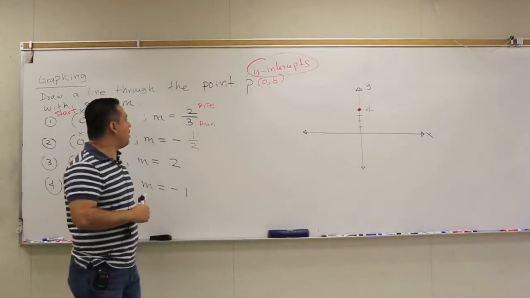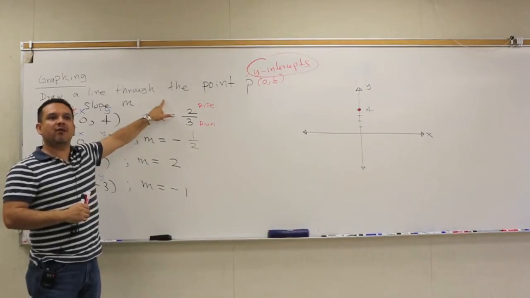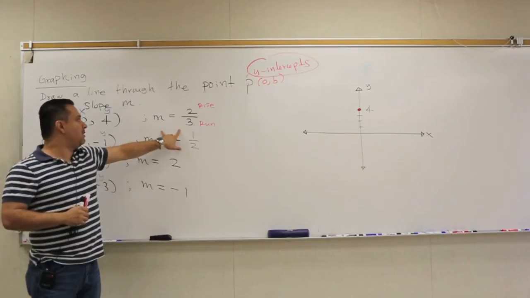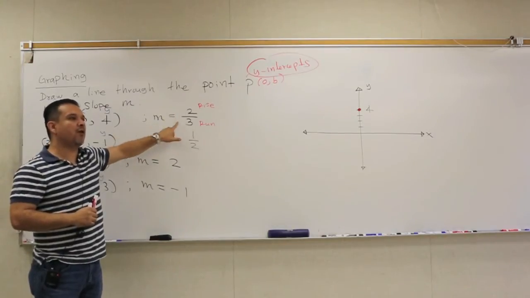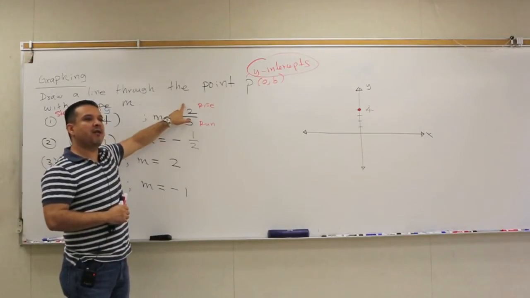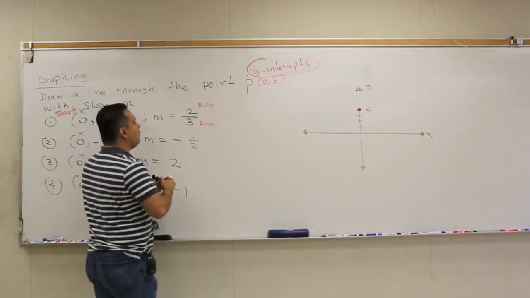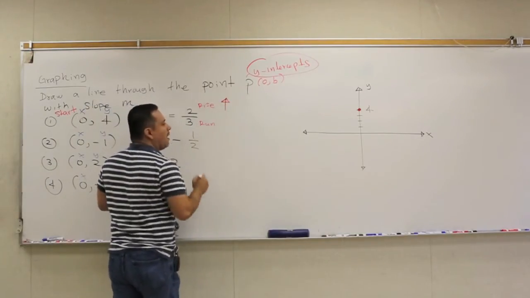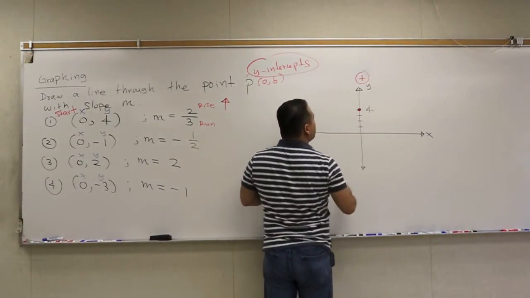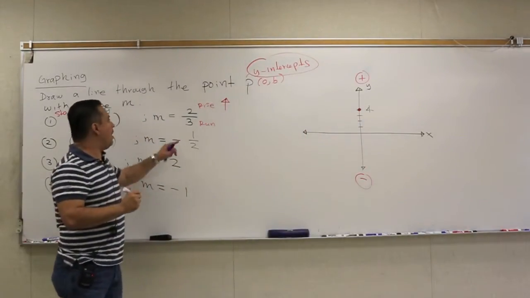Now here's what you're going to do. You're going to start by plotting that point. As we saw last time, we can use the slope to find another point on that line. In this example, the slope is 2/3, right? So what does the 2 represent? It's the rise. Since 2 is positive, we're going up, because in the vertical direction on the y-axis, up is positive and down is negative. So we're going to go up 2.